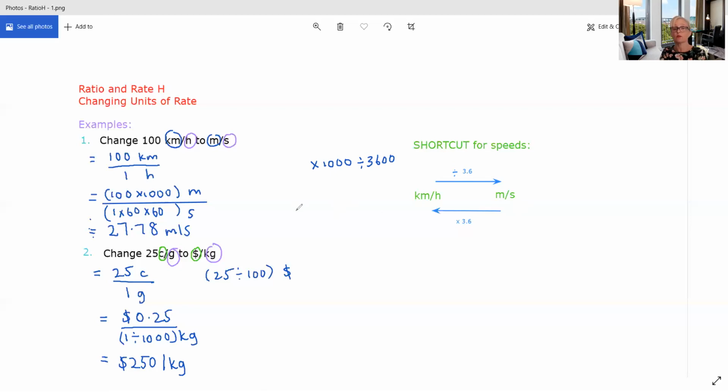Going back the other way, from metres per second to kilometres per hour, you're dividing by 1,000 to go from metres to kilometres, and you are multiplying by 3,600. So that's why you get that. Okay, multiplying by 3.6. You can learn this off by heart, but you should know how to get there.